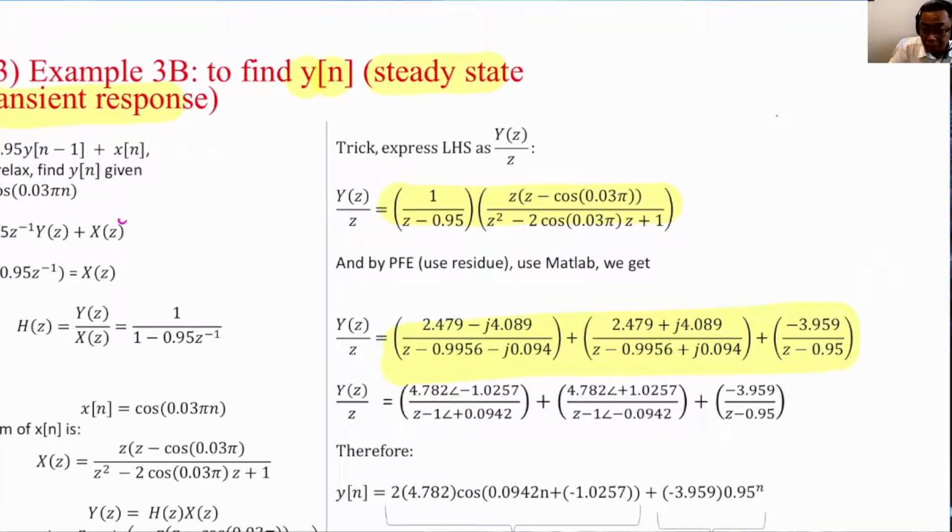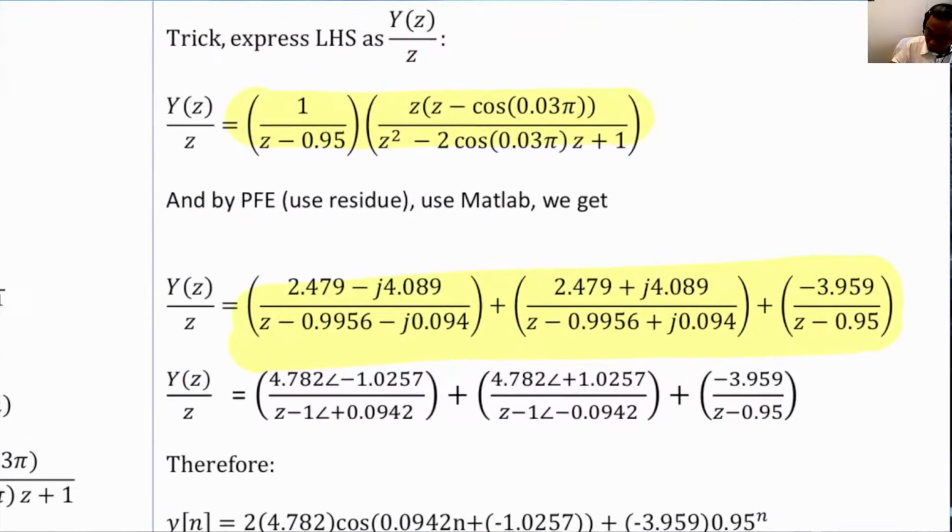This is a continuation of example 3b, in which I will now explain in detail how to use the residue to find the partial fractions of this complicated expression into these three parts.